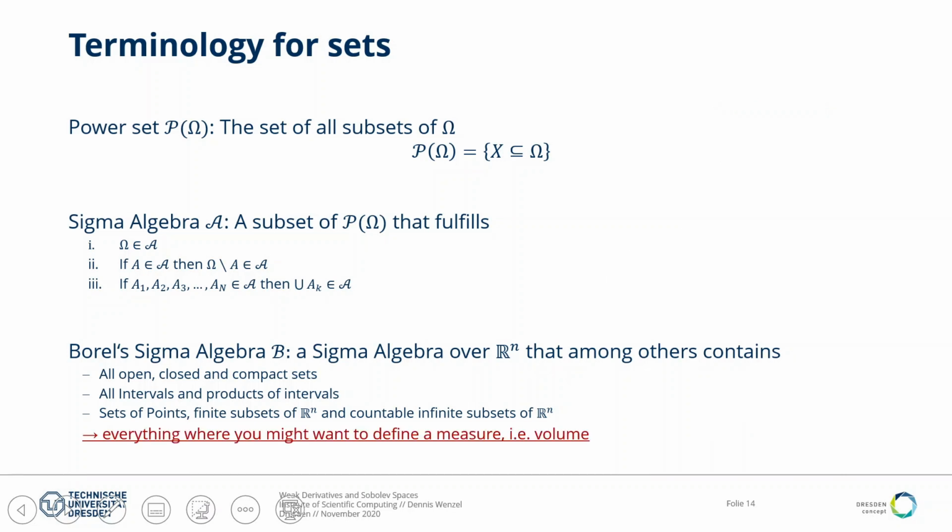So in a sense, it just contains all those sets where you might want to define a measure or a volume. So it's only supposed to more or less exclude weird constructions where a volume simply doesn't make sense. Okay, so that's the takeaway message. Borel's sigma algebra is a set of subsets of the real numbers in dimension n that contains everything where you might want to define a volume.